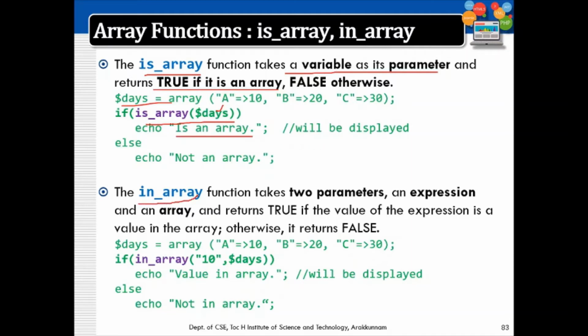Again, this is another very useful function. If you want to check if a particular value is there in an array, you have a useful function, in_array. It again takes two parameters. The first parameter is the value to be checked, and the second parameter is the name of the array, and it again returns true or false. So if you want to search for a particular value in an array, you can use this.